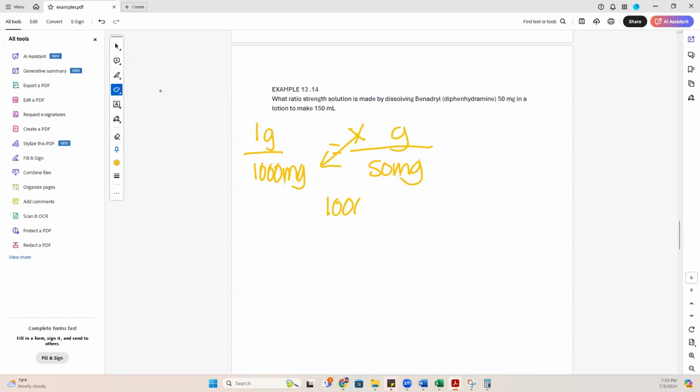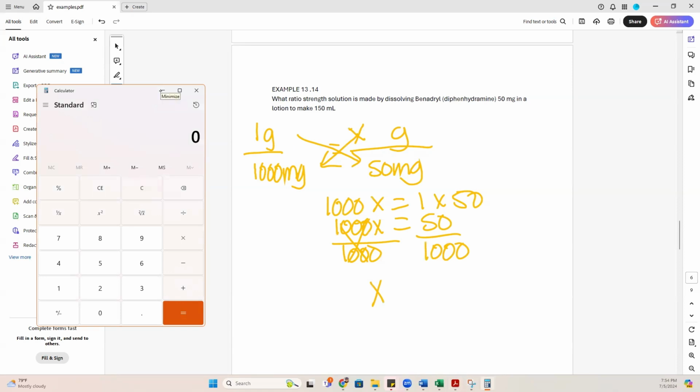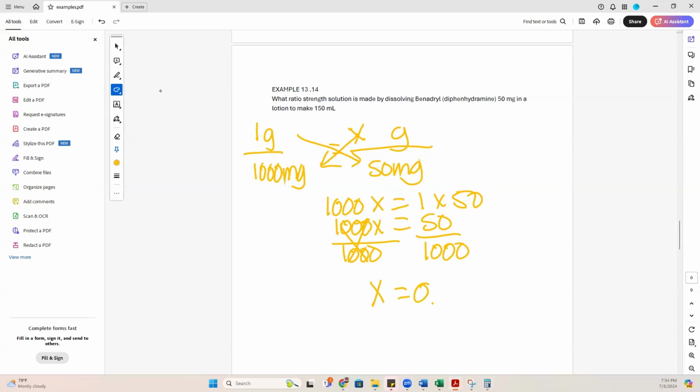So we would just do 1000x is equal to 1 times 50, which we know is 50. So we have 1000x is equal to 50. To get x alone, we need to get rid of this number here, which is 1000. And then on the other side, we have to do the same. So 50 divided by 1000 is 0.05 grams. Now that's just the first part of this problem.